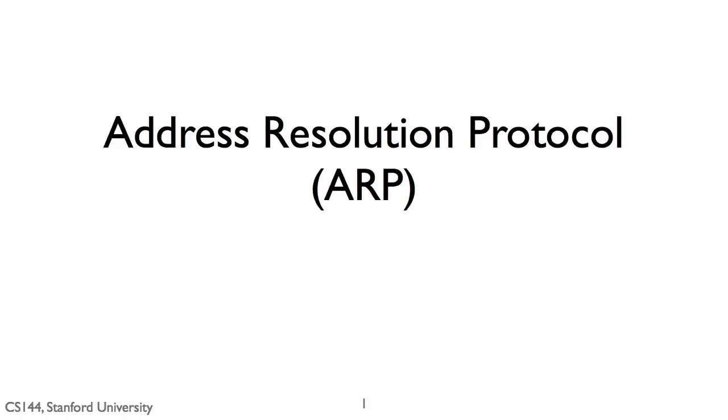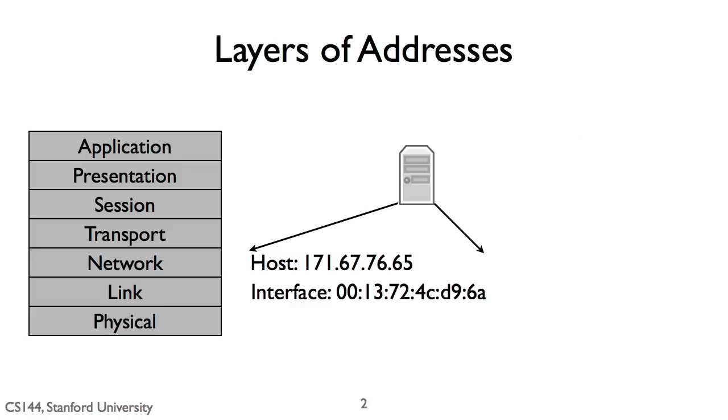The Address Resolution Protocol, or ARP, is the mechanism by which the network layer can discover the link address associated with the network address it's directly connected to. Put another way, it's how a device gets an answer to the question: I have an IP packet whose next hop is this address. What link address should I send it to?